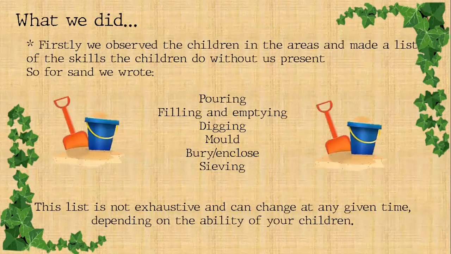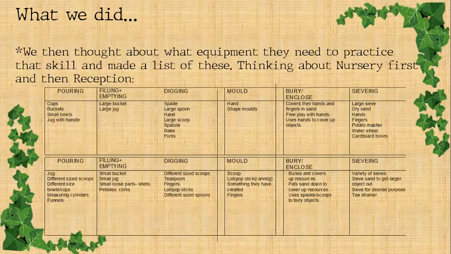So what we did first, we observed the children in the areas and we made a list of the skills that children do without us present. So this is what we wrote for sand: pouring, filling and emptying, digging, mould, bury, enclose, sieving. So this list is not exhaustive and it can change at any given time depending on the ability or the developmental level of your children. So that's where we started from. That was our point: what are they doing without us there? So we made a list.